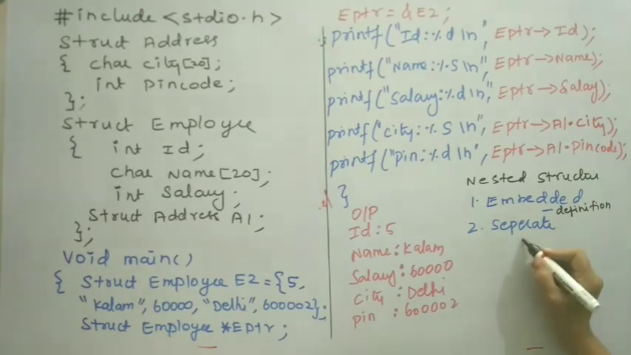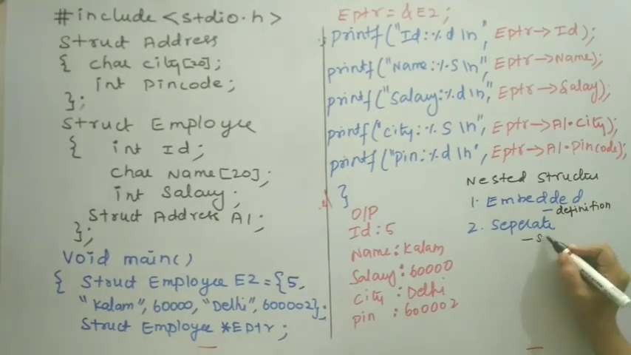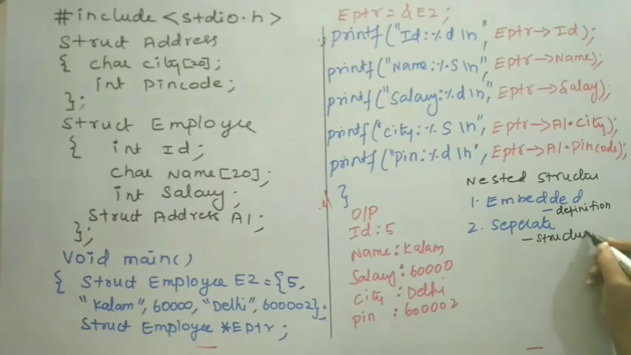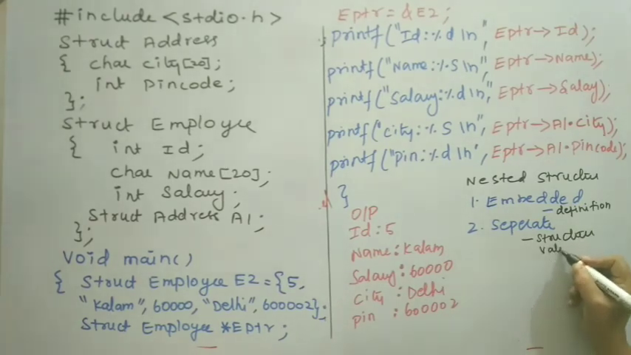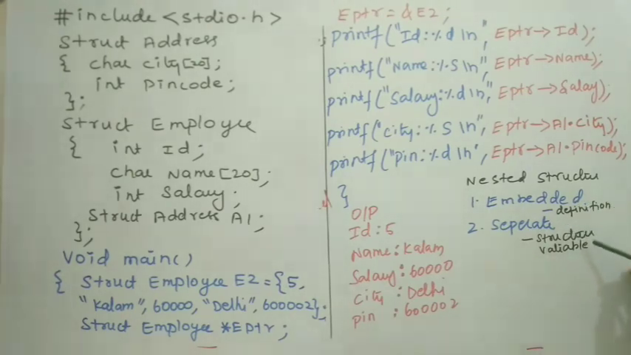In a separate structure, only the structure variable of the inner structure is included. We have two different methods to define a nested structure: embedded structure and separate structure. In an embedded structure, the definition of the inner structure is enclosed within the outer structure. In a separate structure, only the structure variable is enclosed as a data member, not the entire definition.